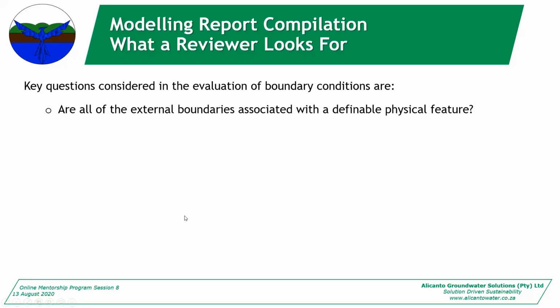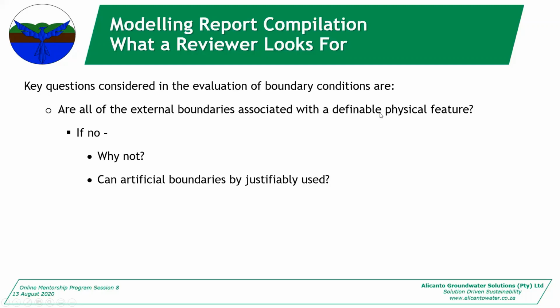Then other questions: are all of the external boundaries associated with a definable physical feature? So is there a river? Is there a topographic ridge? Is there a geological contact? Is there a closed fault system? Is there something definable in the real world? If not, why not? Why did you choose a boundary without a physical feature?